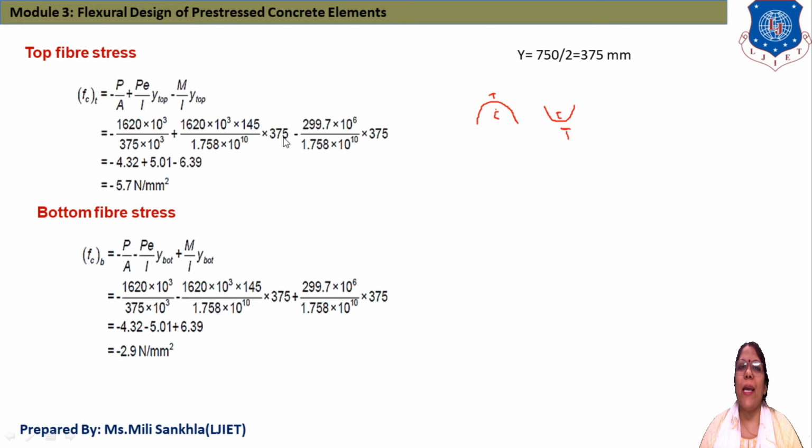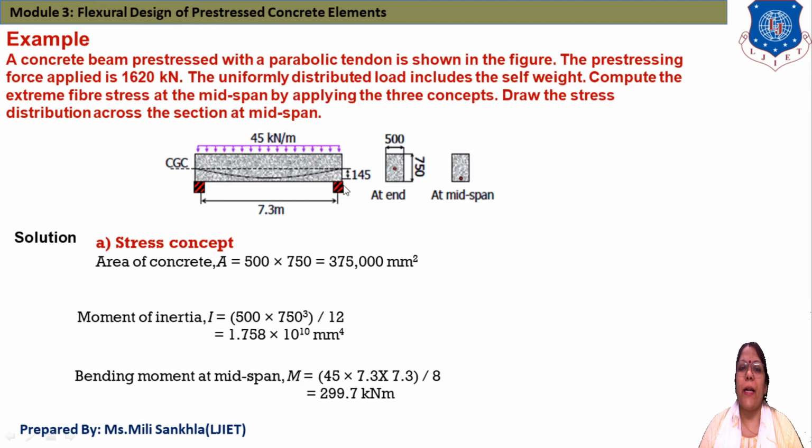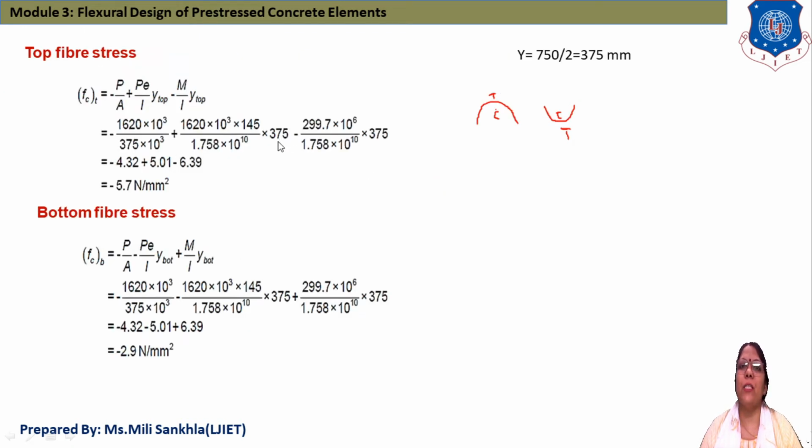Y is the distance from the neutral axis. In this figure a rectangular section is given, so Y is equal to 750 by 2, which is 375. Similarly for the moment, we found WL² by 8, that is 299.7 kN·m, which we convert into N·mm, that is 10 raised to 6, divided by I, 1.758 into 10 raised to 10, and Y is 375. The answer for the top fiber stress is minus 5.7 N/mm².